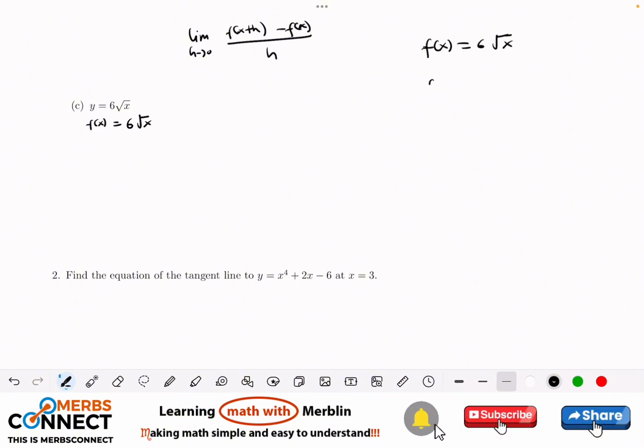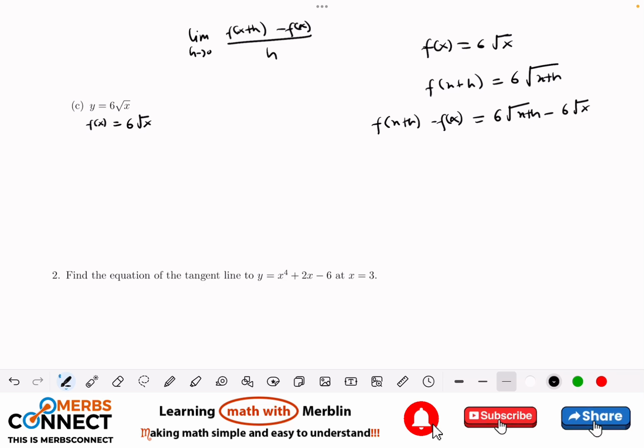So what will be f of x plus h? This will be 6 root of what? X plus h. Nice. So now I need f of x plus h minus this, right? So it's going to be f of x plus h minus f of x, which is equal to 6 root of x plus h minus 6 root of x. Now with this one, we cannot do any simplification.